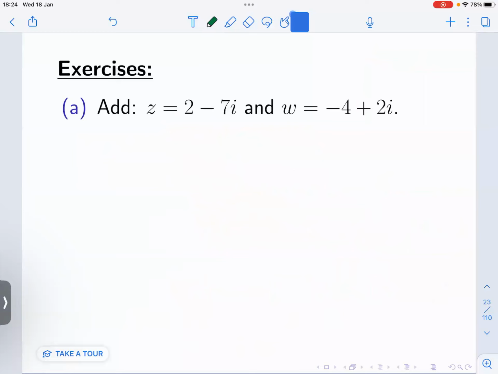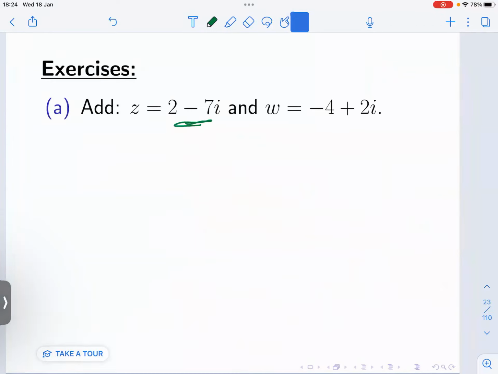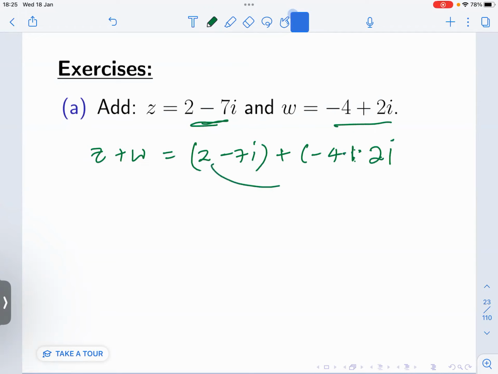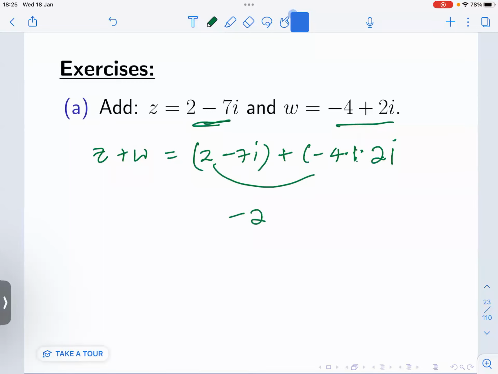And then we have a few examples to look at. For the first one, we are given Z equals 2 - 7i. And then we have a second complex number, which is given as -4 + 2i. To add Z with W, again, you're going to add the real parts and the imaginary parts separately, and then combine the results. So we see that we'll get 2 - 7i + (-4 + 2i). 2 minus 4 gives us -2, -7i + 2i gives us -5i.